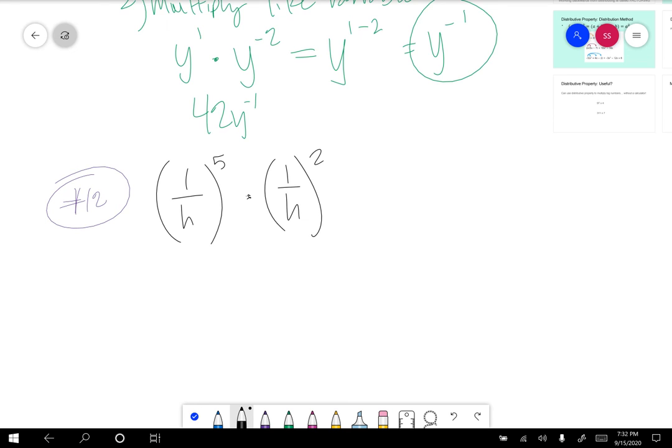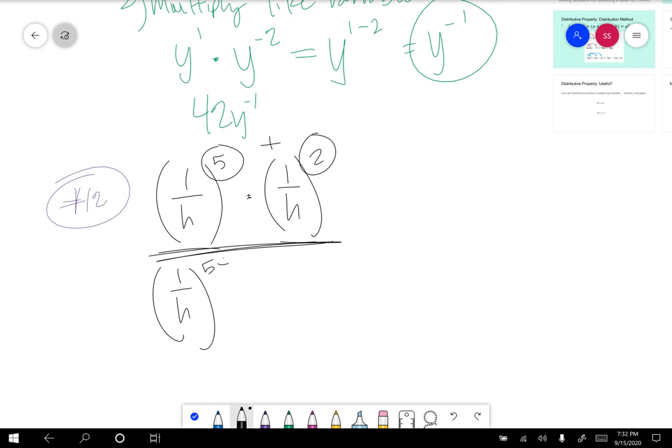Okay, now you can do this 2 different ways, but the way I'm going to show you is the shorter way. So let's do that. Now remember, when we're multiplying anything with the same base, we just need to add those exponents. So that expression right here is the same thing as saying 1 over h, because that's our base, to the 5 plus 2. 5 plus 2 is 7, so our answer would be 1 over h to the 7th power.